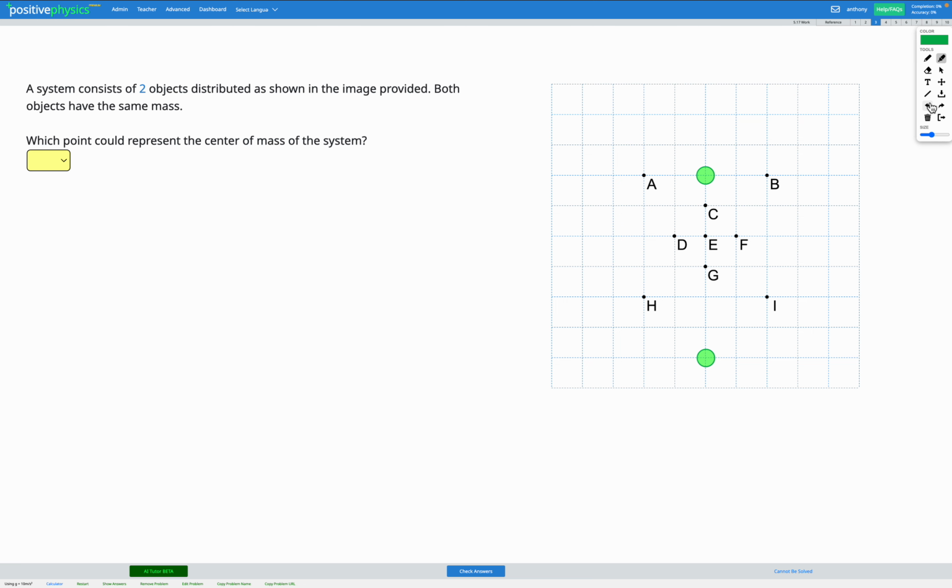In this skill, we're trying to find the center of mass of an object or a system of objects. The center of mass is basically the average location of the mass of an object or a system of objects. And like the fulcrum of a seesaw, it's the point where your system would balance.